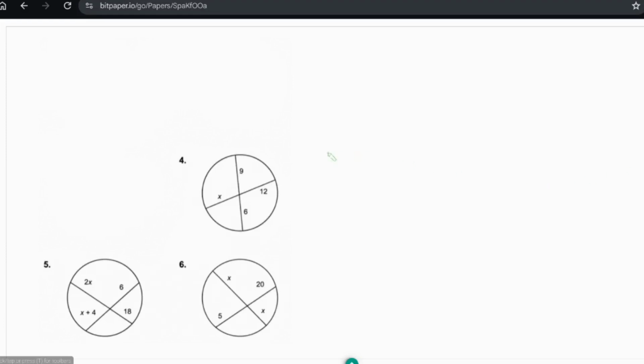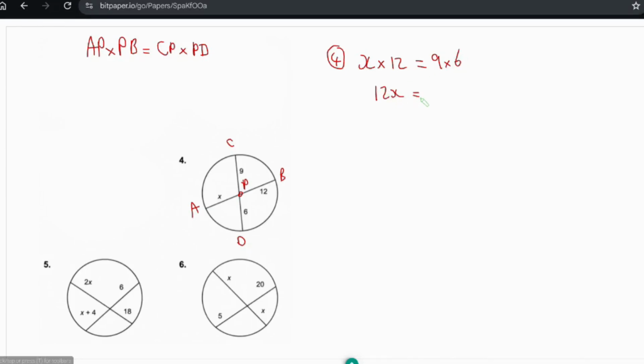Okay, 4, 5 and 6. So for 4, P, A, B, C, D. So we have x times 12 is equal to 9 times 6. 12x is equal to 54. Divide both sides by 12 gives us x is equal to 4.5.